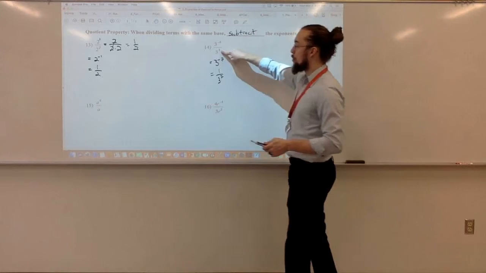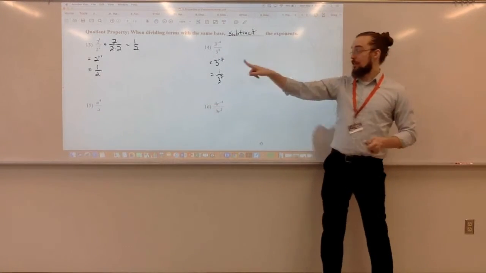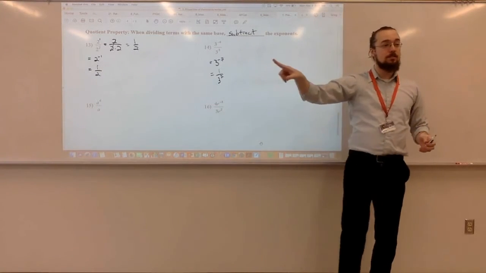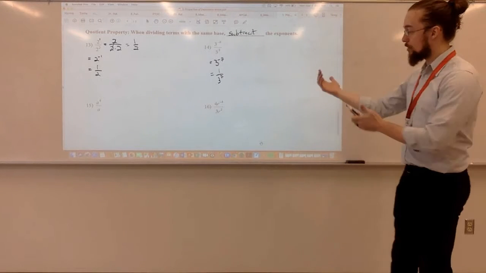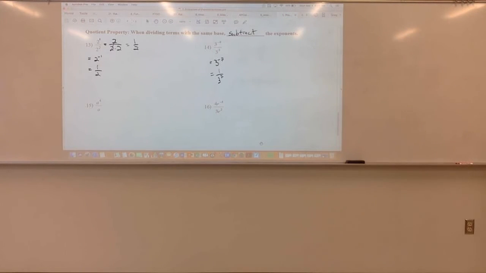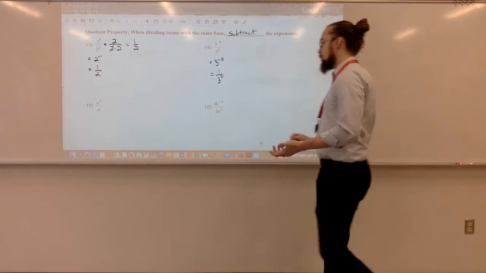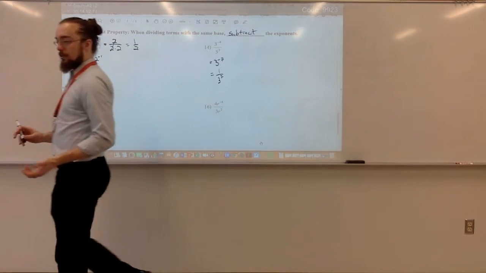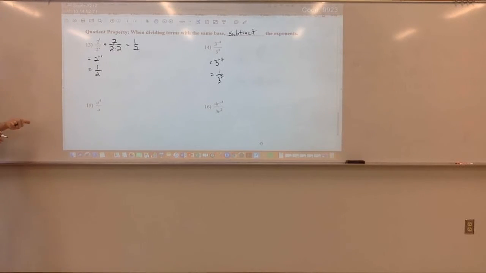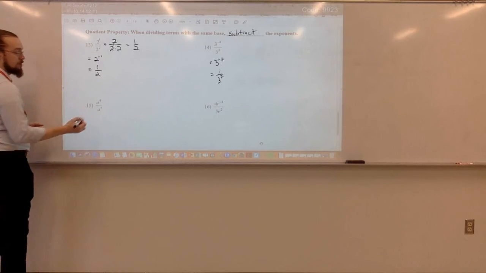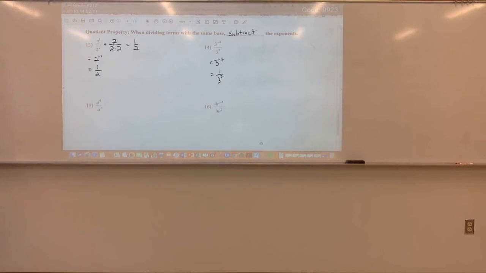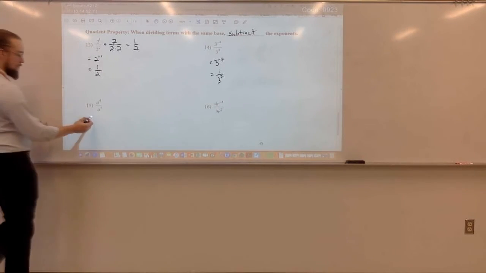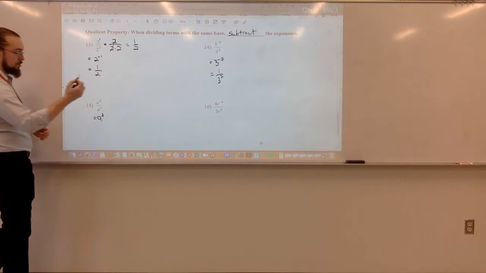So, negative 4 minus 3 should get me negative 7. So this would be 3 to the negative 7th, which would just be the same as 1 over 3 to the positive 7th. Okay? So we can throw variables in there as well. On number 15, I've got a to the 4th over a to the 1st. If I subtract my exponents, what do I get? A to the 3rd.